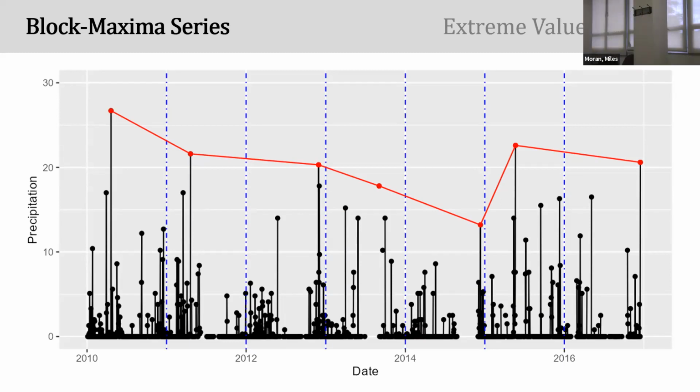Say something in the chat. Thanks, Mark. Keith has a question. What was the question? For block maxima, how can we be reasonably assured that a one-year block is sufficiently large to assume temporal independence?